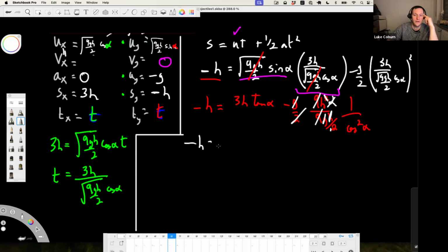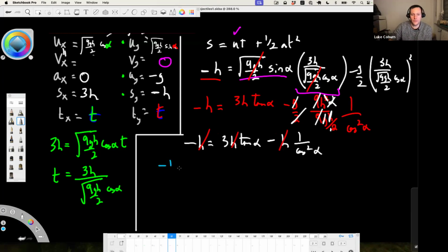So we have minus h is equal to 3h tan alpha minus h times 1 over cos squared alpha. Okay, so are we closer to solving this? Well, first of all, yeah, we can see that we can get rid of an h. This is going to be minus 1 is equal to 3 tan alpha.